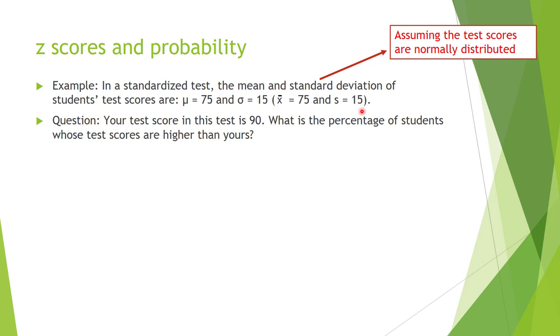But anyway, there's a standardized test, and the students' test scores have been calculated, and the mean is 75, the standard deviation is 15. And I have a question for you. Your test score in this test is 90. What is the percentage of students whose test scores are higher than yours? Are you able to answer this question for me?